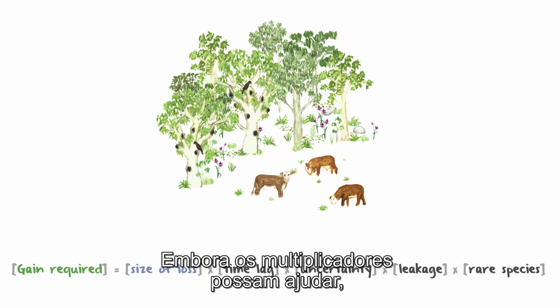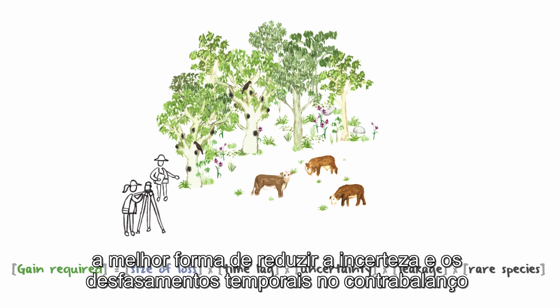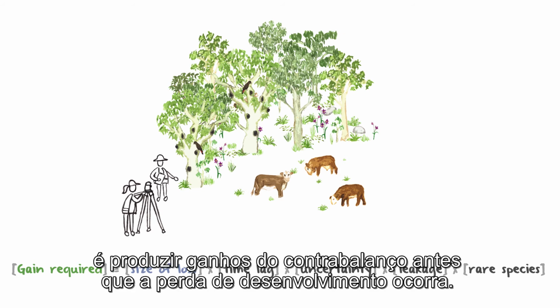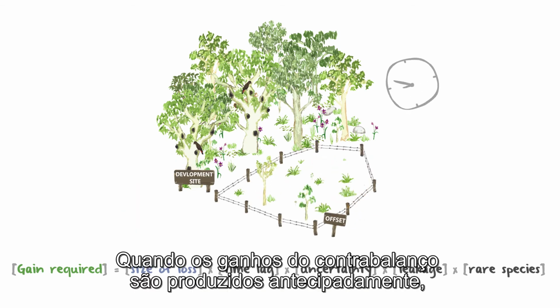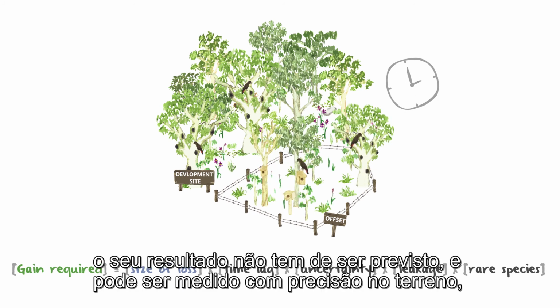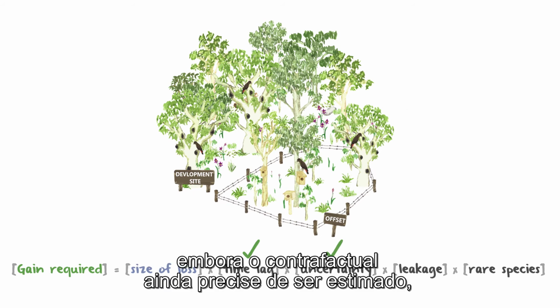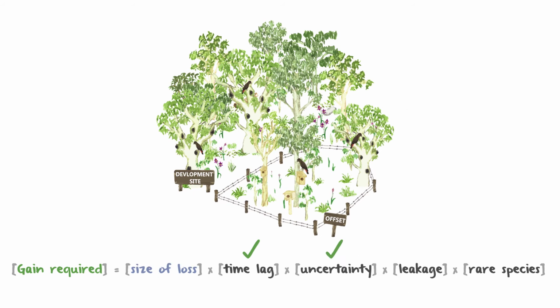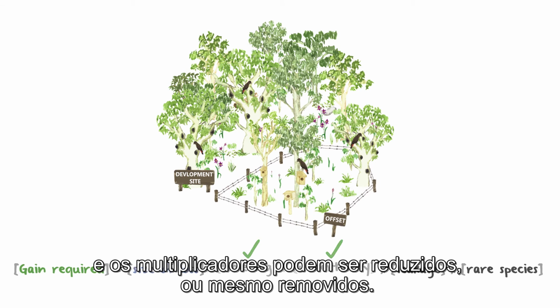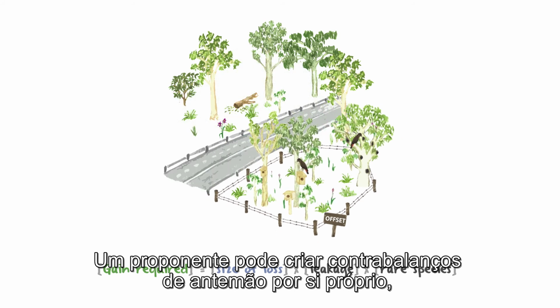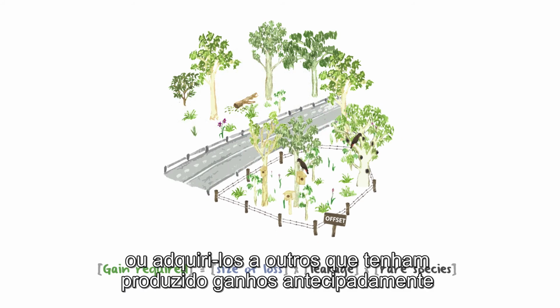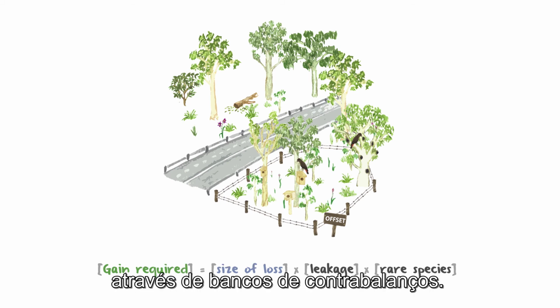Although multipliers can help, the best way of reducing uncertainty and time lags in offsetting is to produce the offset gains before the development loss occurs. When offsets are produced in advance, their outcome doesn't have to be predicted and can be accurately measured on the ground, although the counterfactual still needs to be estimated. And multipliers can be reduced or even removed. A developer can create advance offsets themselves or buy them from others who have previously produced gain through offset banks.